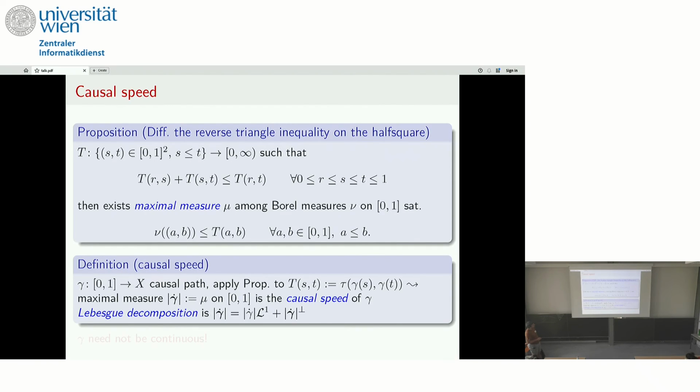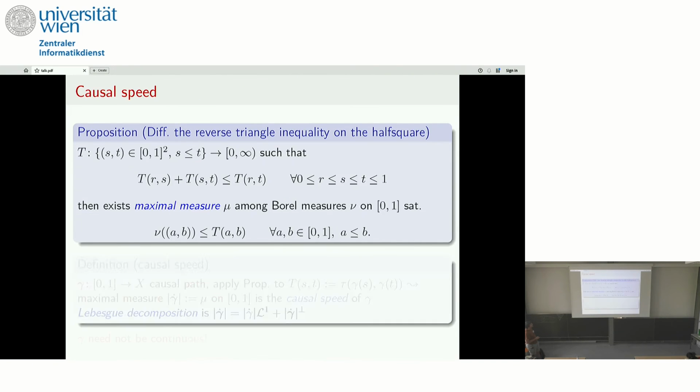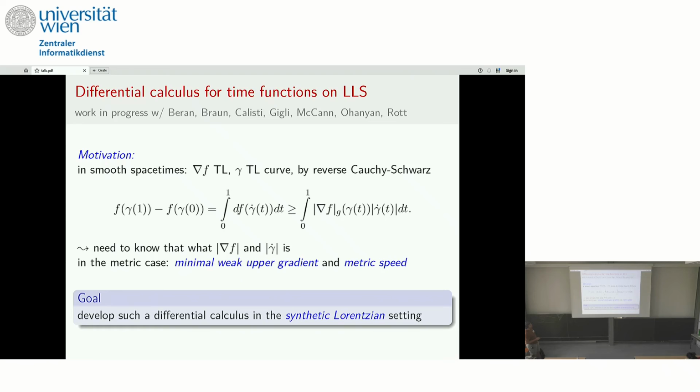And we have this Lebesgue decomposition, where this is the absolutely continuous part and this is the singular part. And the important thing is that gamma need not be continuous. And we want to develop a calculus for time functions, because the first part was to get an analog of this here. This is the causal speed. We did that. So now let's focus on this part here.